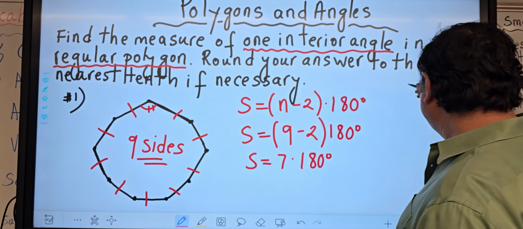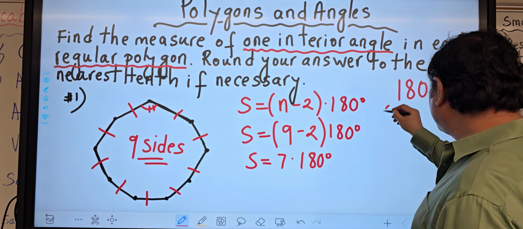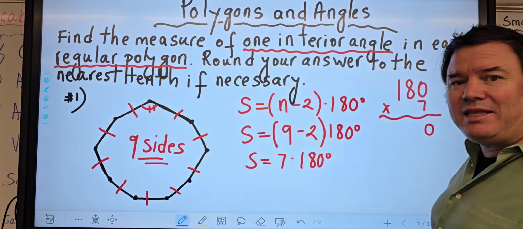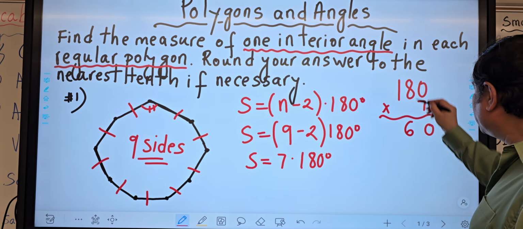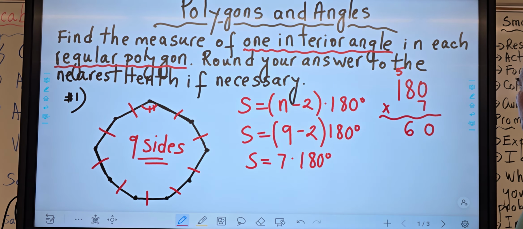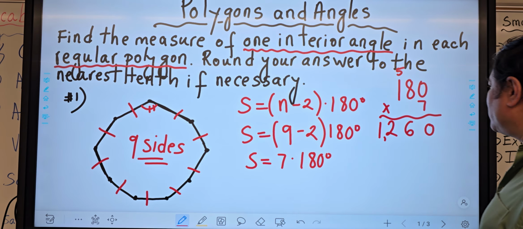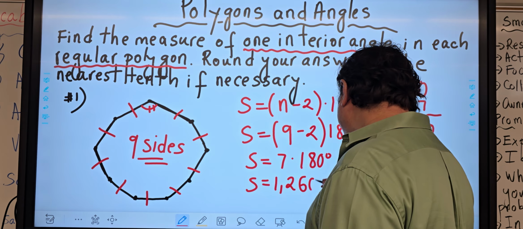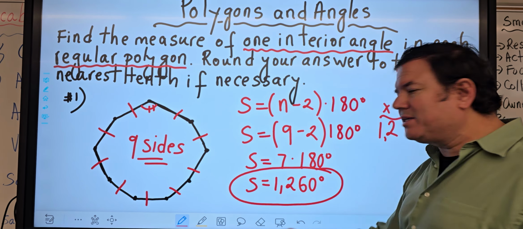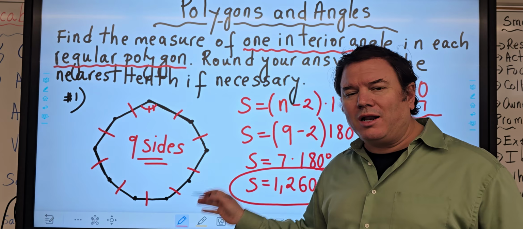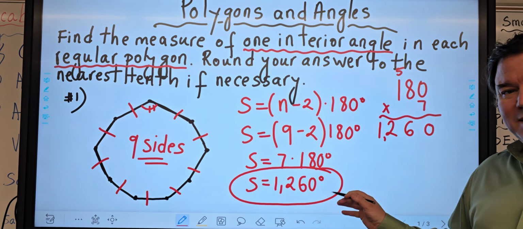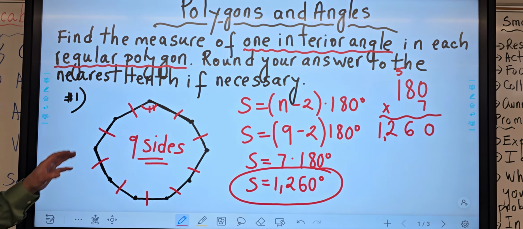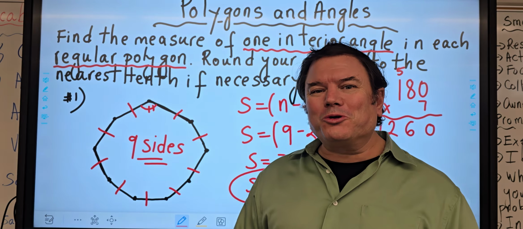Okay, let's see what we get. 180 times 7. 7 times 0 is 0. 7 times 8, 56. 6, carry the 5. 7 times 1, 7 plus 5, 12. So we get 1,260. S equals 1,260 degrees. So all the angles in this 9-sided polygon add up to 1,260 degrees.